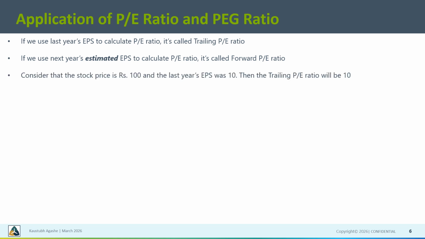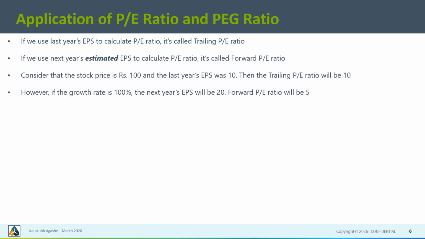Now consider that the stock price is at 100 rupees and the last year's EPS was 10. So the trailing PE ratio will be 10. If we assume 100% growth in EPS, the next year's EPS, that is current year's EPS, will be rupees 20. In that case, for the same stock price of 100, the forward PE ratio will be 5.